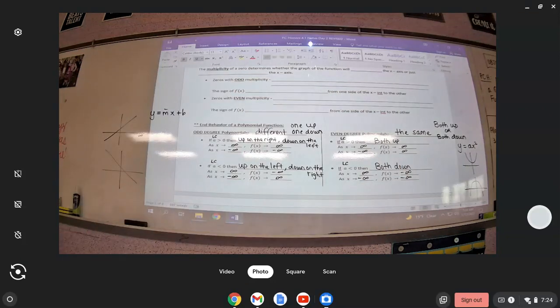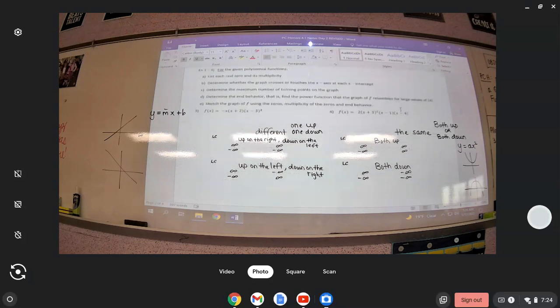So sometimes on the homework, they make you fill that in as x goes to infinity, and it's a drop down sometimes, okay? All right, perfect. Let's try it. Let's try to use all these rules to come up with a quick sketch.